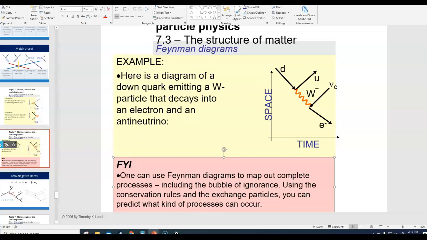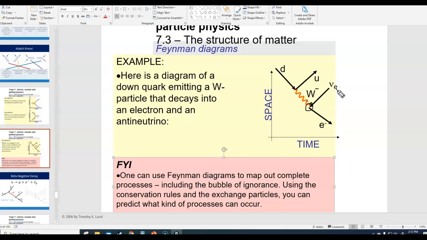Again, if you read from the beginning of time to the end of time, you start with a down quark over here, that's what the D represents. The down quark emits a W minus particle right there. That's the squiggly line. In exchange, no pun intended, the down quark becomes an up quark. Later on, this W minus particle is going to decay and produce an electron and an electron neutrino.